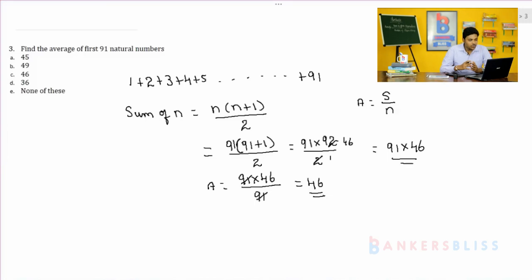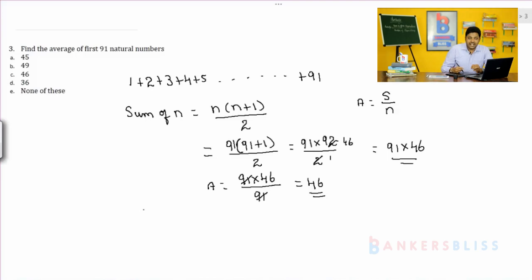So, 1 plus 2 plus 3 plus 4 plus 5 till 91 they have given. You just identify the difference between the consecutive numbers. The consecutive numbers means the continuous numbers, the series of continuous numbers. For example, 1, 2, 3, 4, 5, 7, 8, 9, 10, 11, 12. These type of numbers are called consecutive numbers. So, here the series is in consecutive numbers.